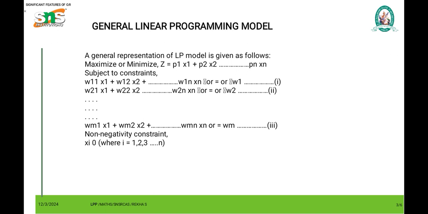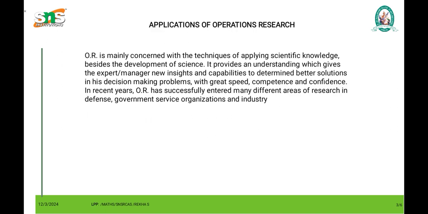The general LPP form is: maximize or minimize Z equal to P1 X1 plus P2 X2 and so on up to Pn Xn, subject to the constraints W11 X1 plus W12 X2 and so on up to W1n Xn less than or equal to W1, and similarly Wm1 X1, Wm2 X2 and so on up to Wmn Xn. So these are the non-negative restrictions.